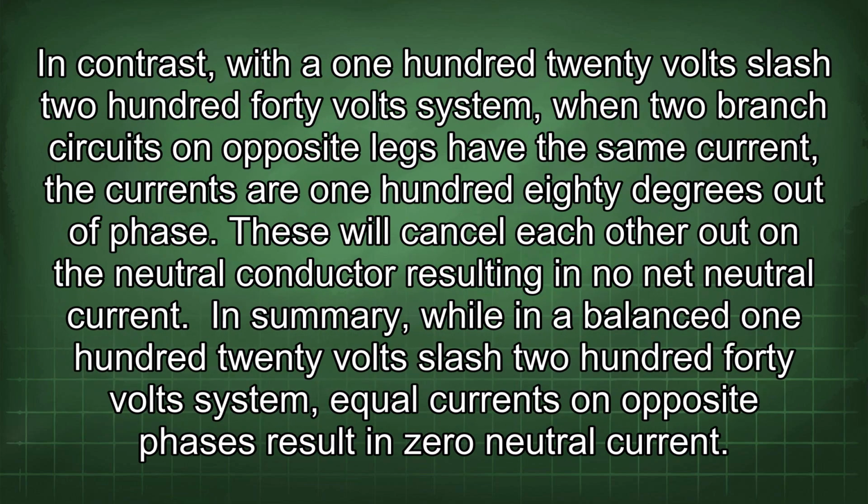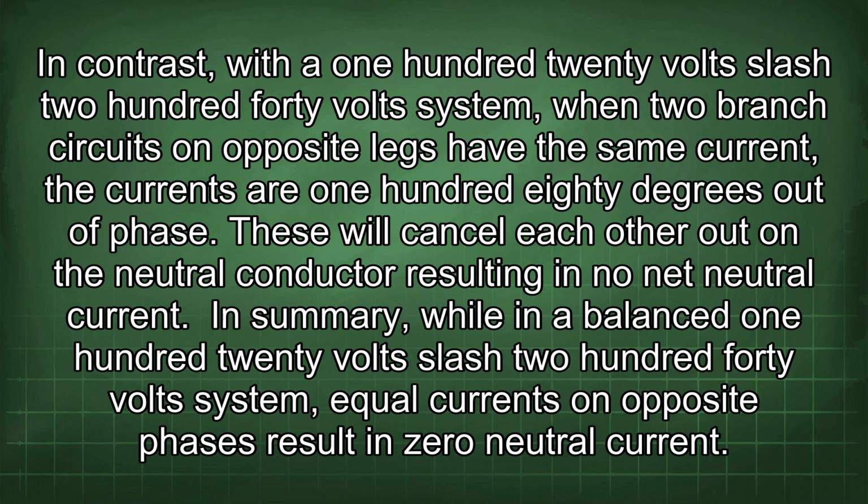In contrast, with a 120 volts/240 volt system, when two branch circuits on opposite legs have the same current, the currents are 180 degrees out of phase. These will cancel each other out on the neutral conductor, resulting in no net neutral current.